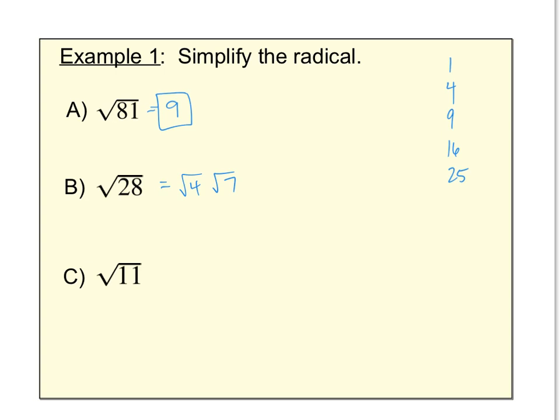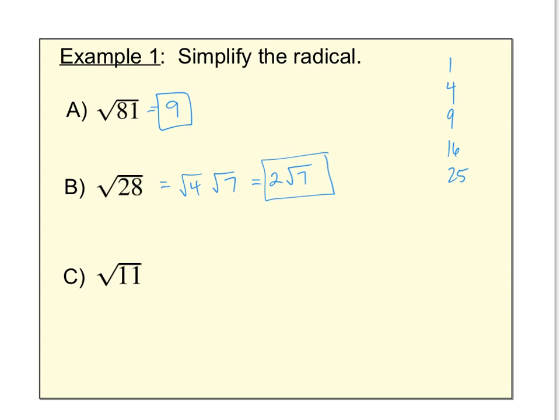However, the square root of 4 is a nice number. It's 2. So I can pull that 2 out front. The square root of 7 is not a nice number, and no perfect squares divide into 7. And so 2 root 7 would be my answer here. It would be as simplified as I could make it. So you want to pull out all perfect squares and take their square roots.